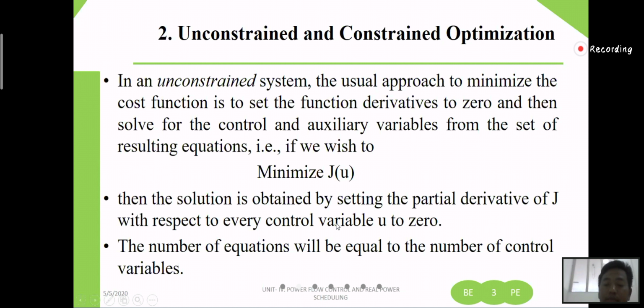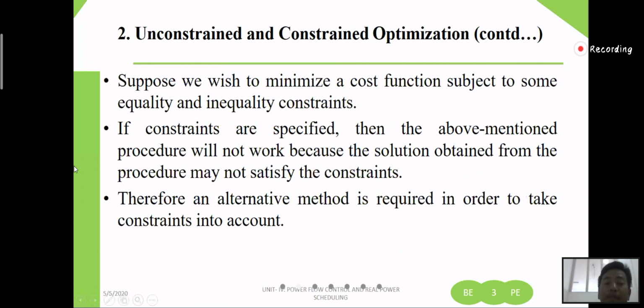So if there are 5 control variables, the number of equations you will get here in optimization will be 5. Okay, if it is 1, then you will get 1. If it is 2, you will get 2. Okay, so this is called unconstrained.